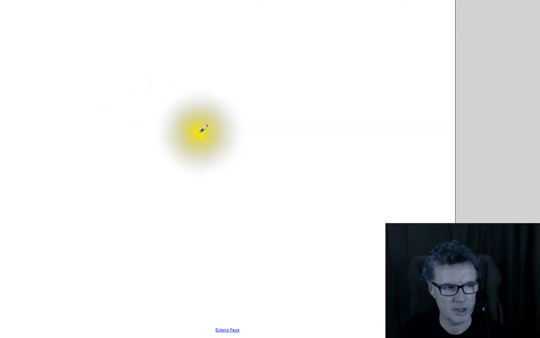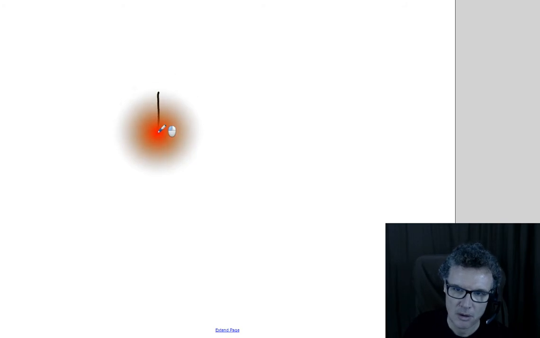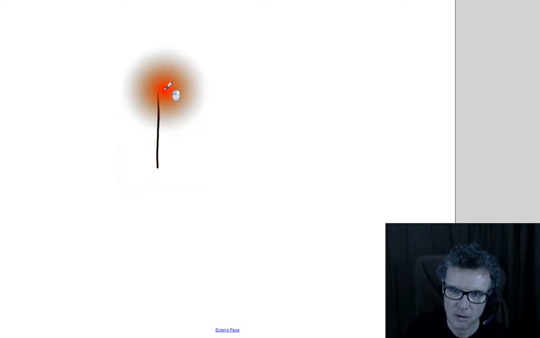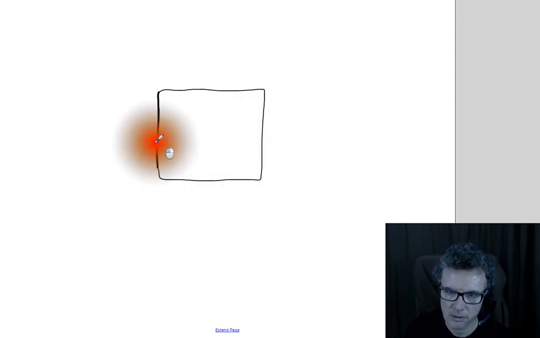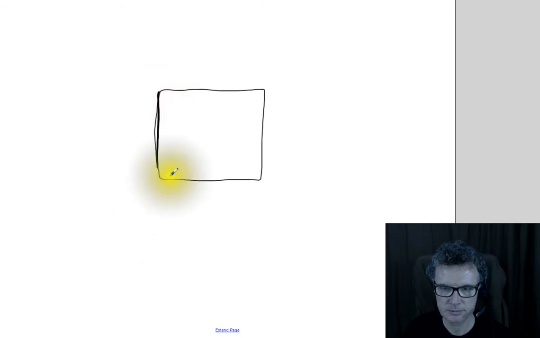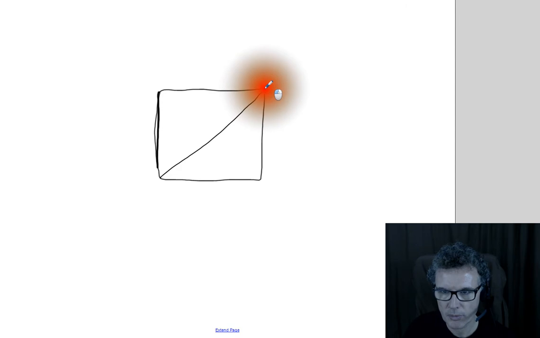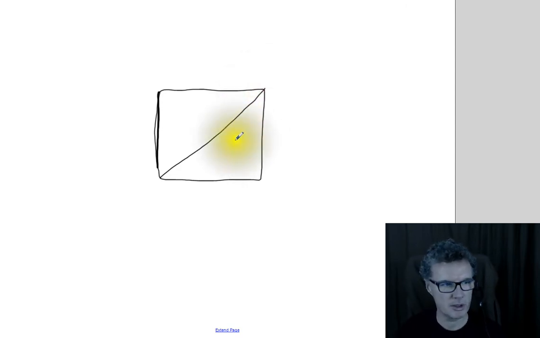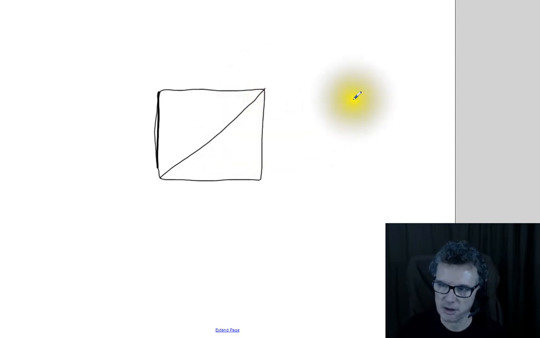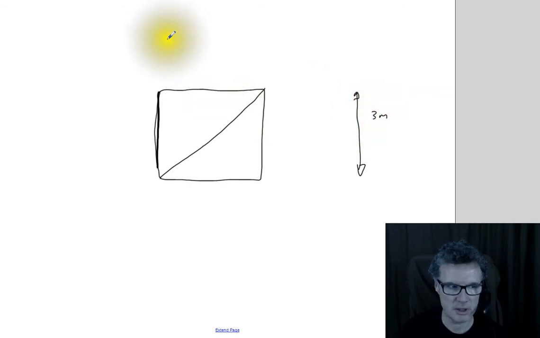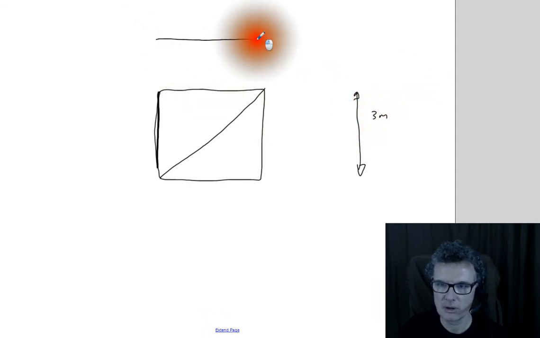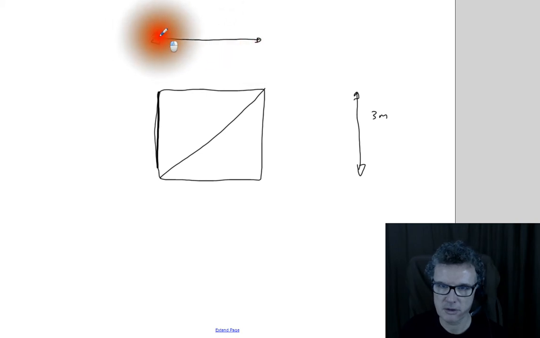Okay, I'm going to take you through a simple problem. We've got a framework, a simple square like that. It's not quite a square, it's a rectangle. 3 meters in this direction, 4 meters across.